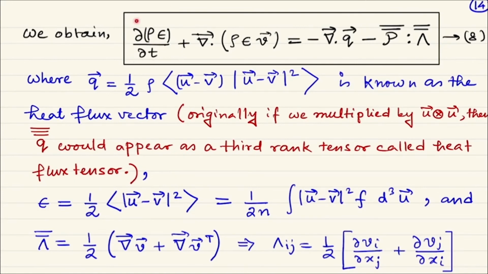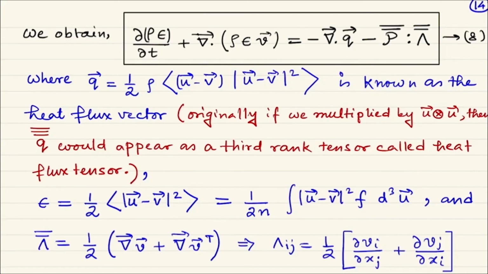Del t of rho epsilon plus divergence of rho epsilon v is equal to minus divergence of q vector minus the pressure tensor doubly contracted. This is a double contraction sign. Doubly contracted with the lambda tensor. Now epsilon, q and lambda are new here. q is nothing but half rho angular bracket u minus v times (u minus v) whole square, and this is known as the heat flux vector.